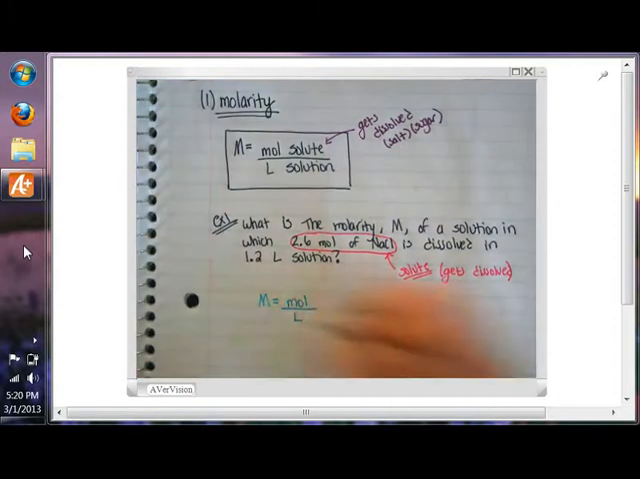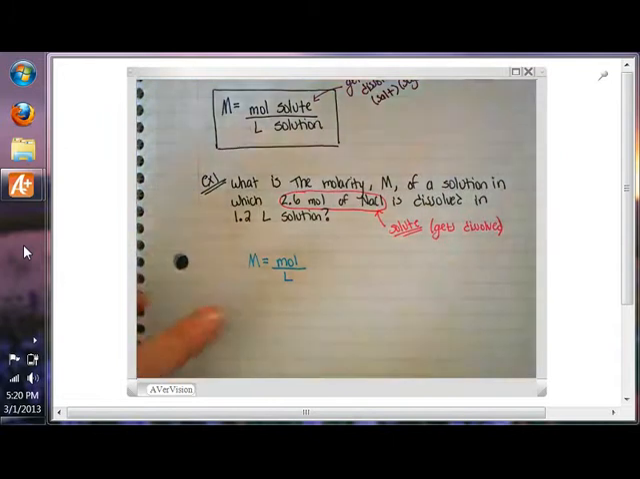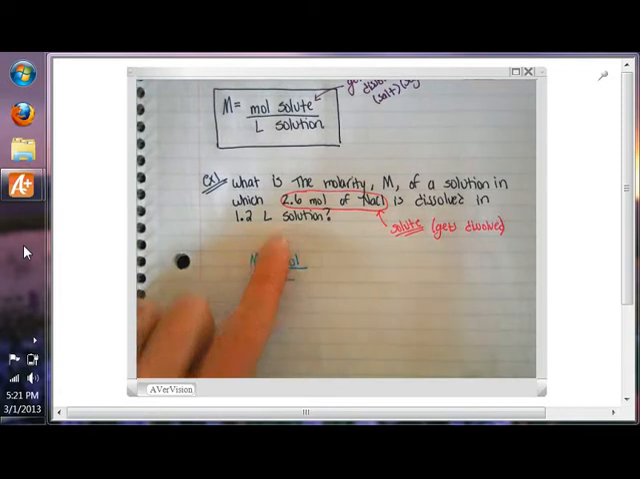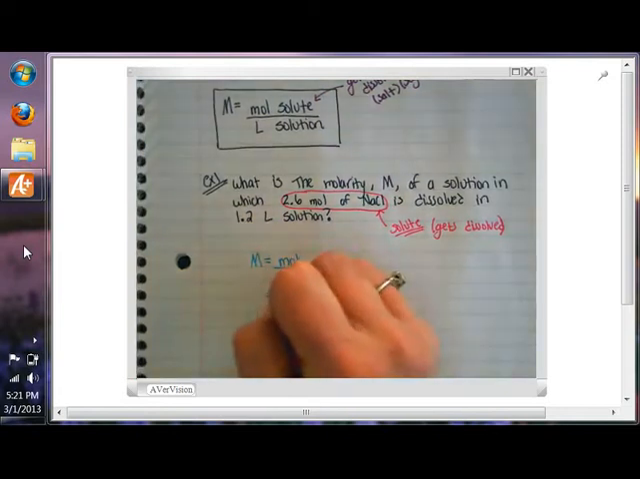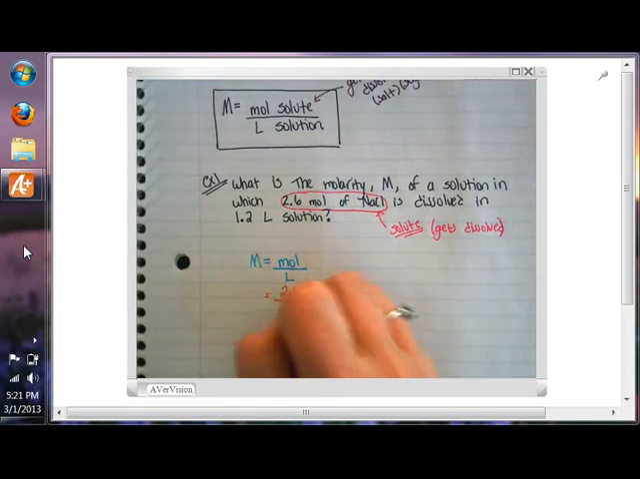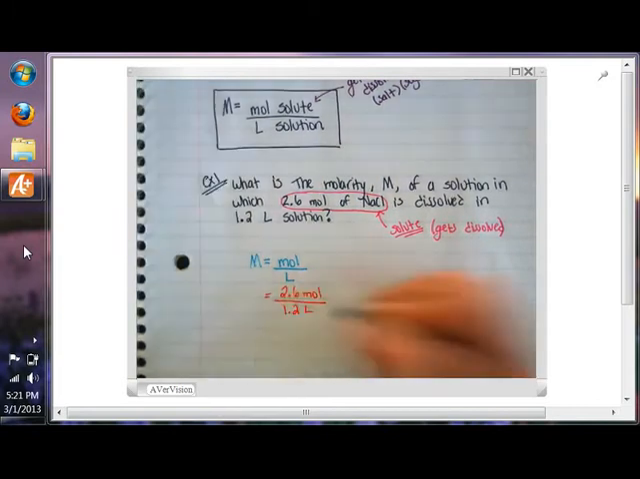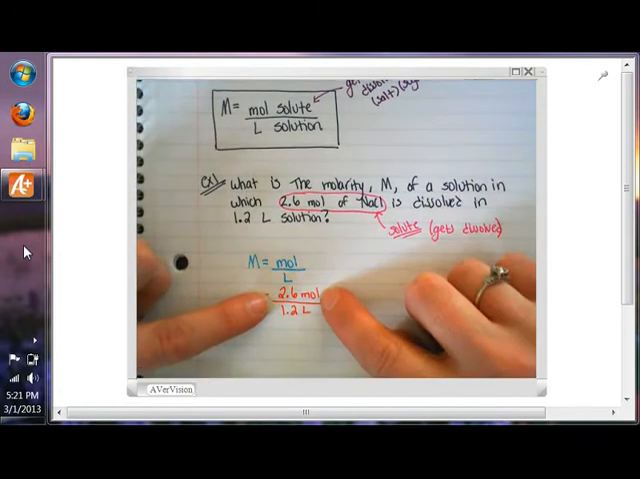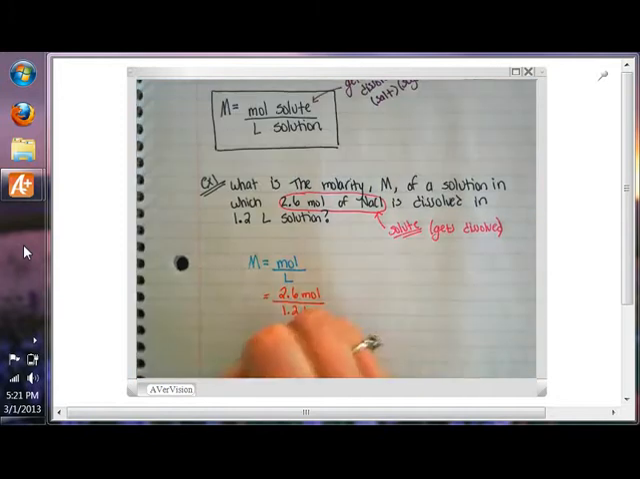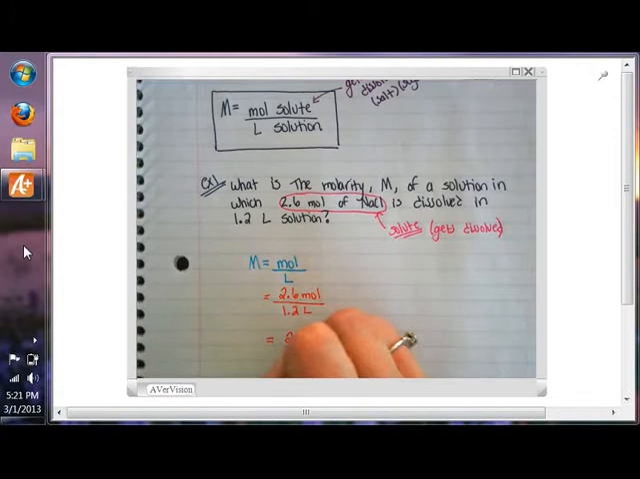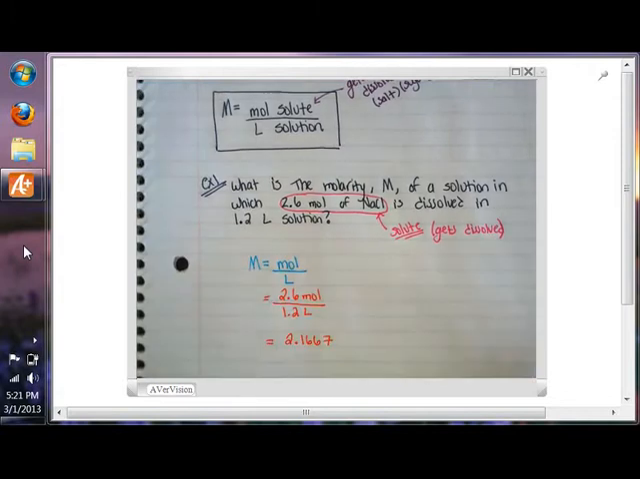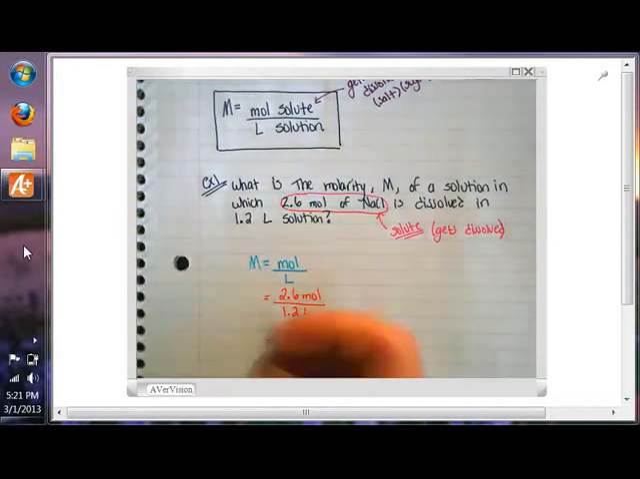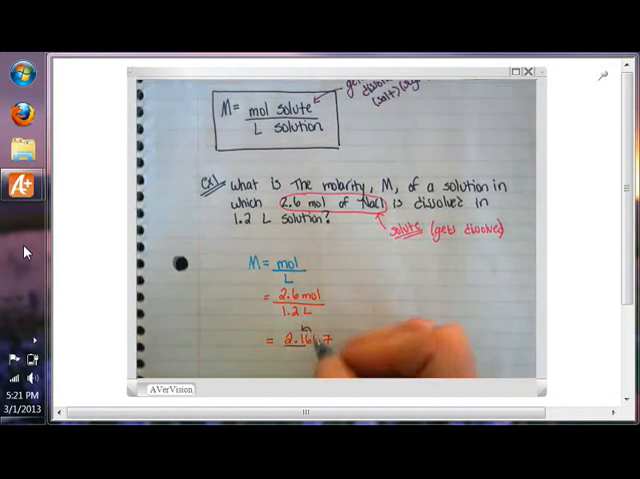So notice they give you moles of sodium chloride all over liters of solution. So moles is 2.6 moles, all over liters is 1.2 liters. Notice we're just plugging moles on top, liters on bottom. Type that into your calculator, and it's going to spit out 2.1667. Look at what they gave you. 2 sig figs, 2 sig figs. So your answer should have 2 sig figs. The 6 bumps the 1 up, and you get 2.2.